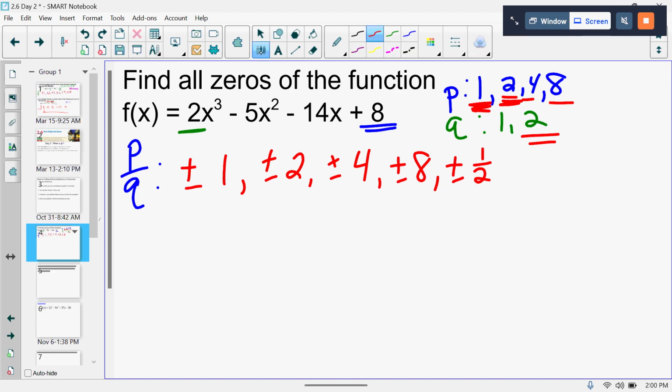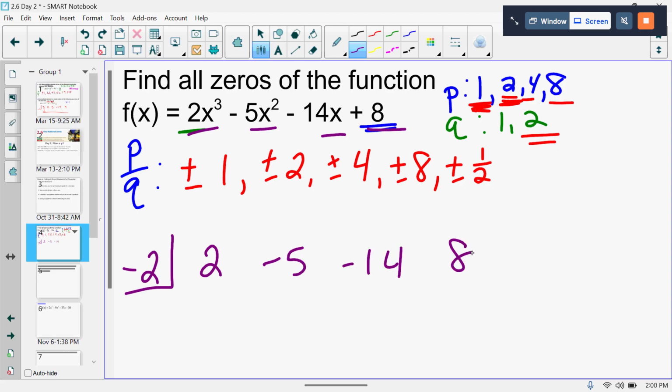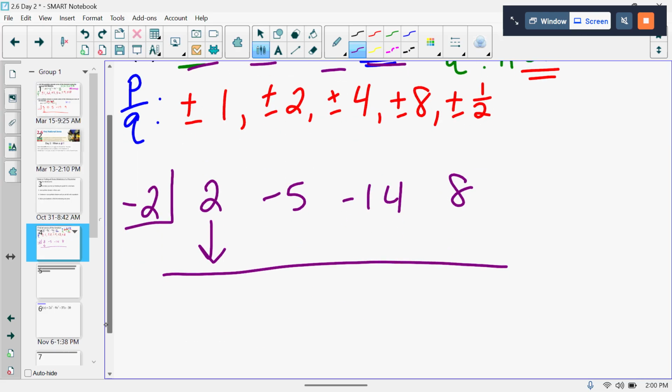So what we do, remember, is we just try synthetic division with -2. Lay out your coefficients, make sure, do we need any zeros? So we have x to the third, second, first, constant. So nope, we don't need any zeros because there's no terms missing. So we go 2, -5, -14, 8. I want you to go ahead and do the synthetic division, see if you end up with 0.